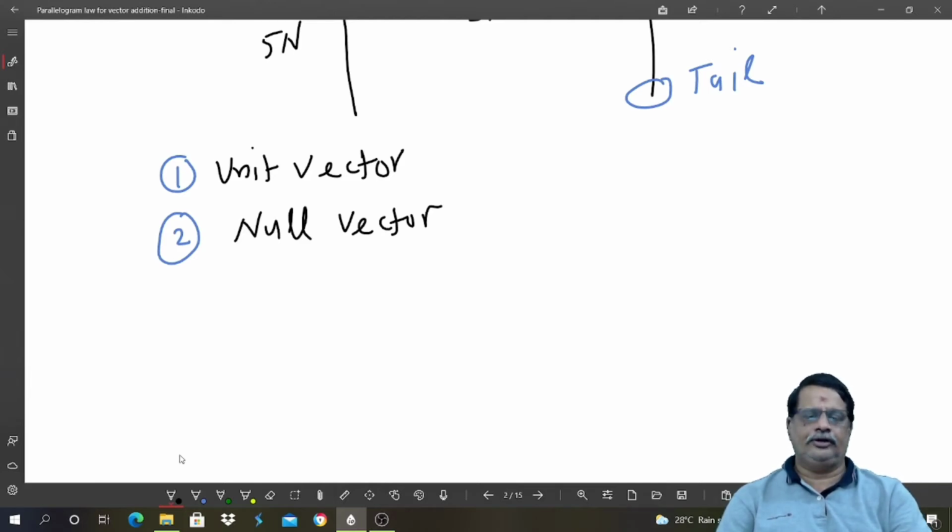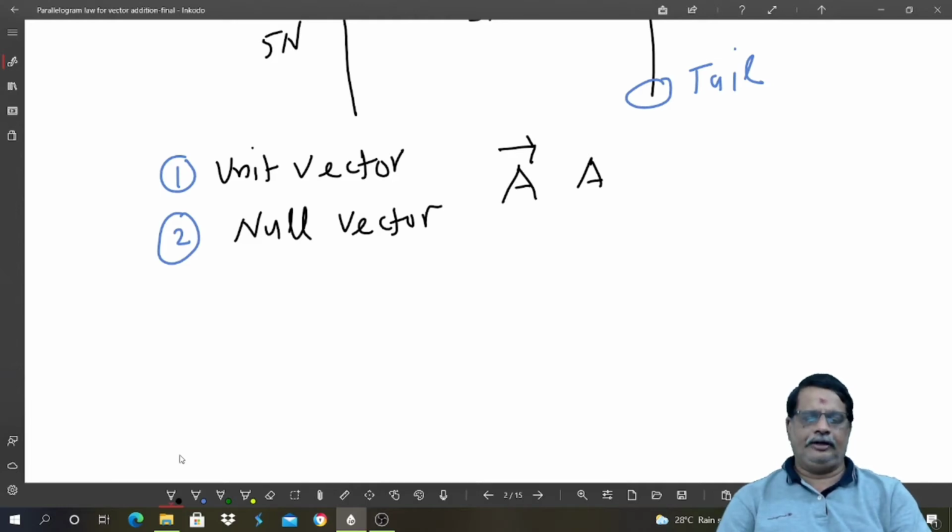So let us look at a vector. Now you know that you can represent a vector with a bold letter with an arrow placed above the letter, or you can simply use a bold letter to represent a vector quantity. Any one of these is the correct representation of a vector.